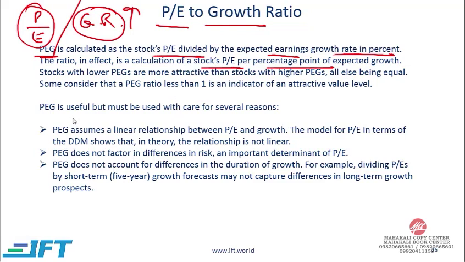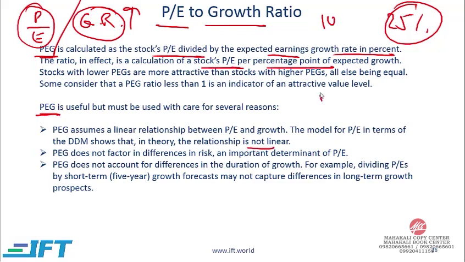That gives you the basic idea, and if you have any confusion, just think about numbers. If a given stock has a PE of 10, that means you are paying $10 per dollar of earnings, but this stock is growing at 25%, then clearly all else equal this appears attractive. But what are some of the limitations associated with the ratio? PEG assumes a linear relationship between PE and growth. The model for PE in terms of the DDM shows that in theory the relationship is not linear. So what does that mean?